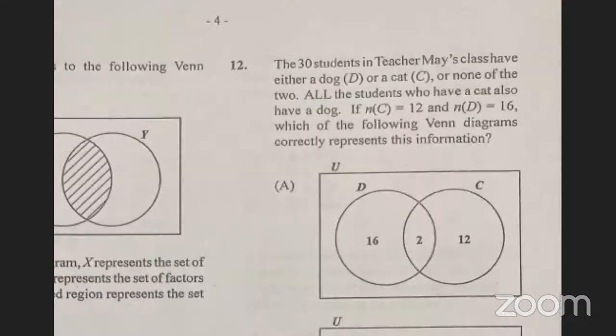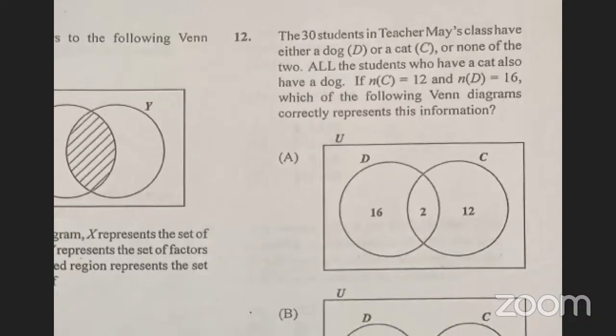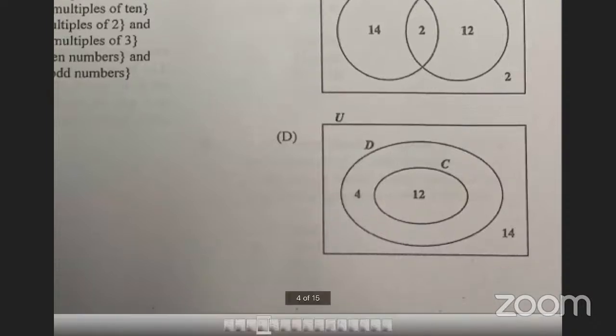30 students in a teacher's math class have either a dog or cat or none of the two. All of the students who have a cat also have a dog. So that's a subset, right? All who have a cat also have a dog. Right? So D is the answer. D is the only one that shows a subset.